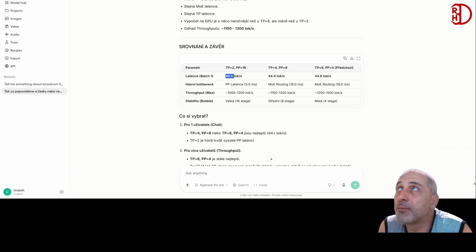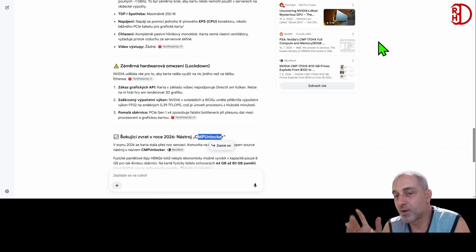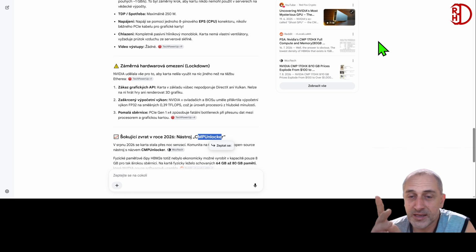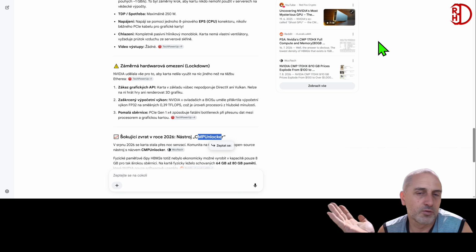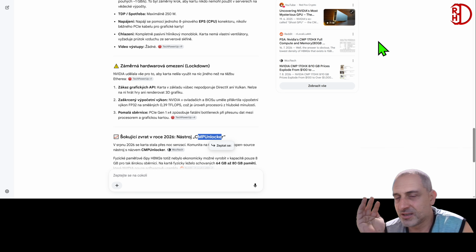For example, Gemini gave me the correct number. It said, okay, if it will be this way, the best way will actually be tensor parallelism 2 and pipeline 16. And at the end, it said it will be 11 something point 4 maybe tokens per second. It wasn't even thinking about or covering the batch size. So each of them is really different, and I'm not sure which is the best one.